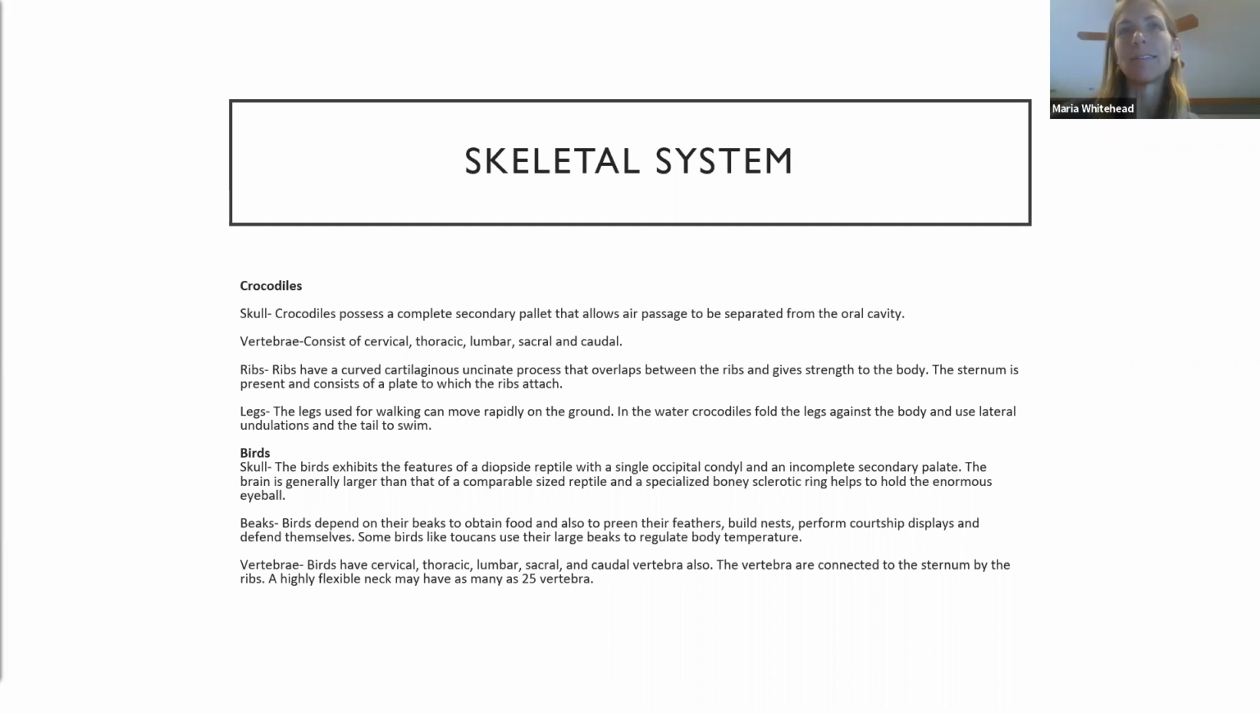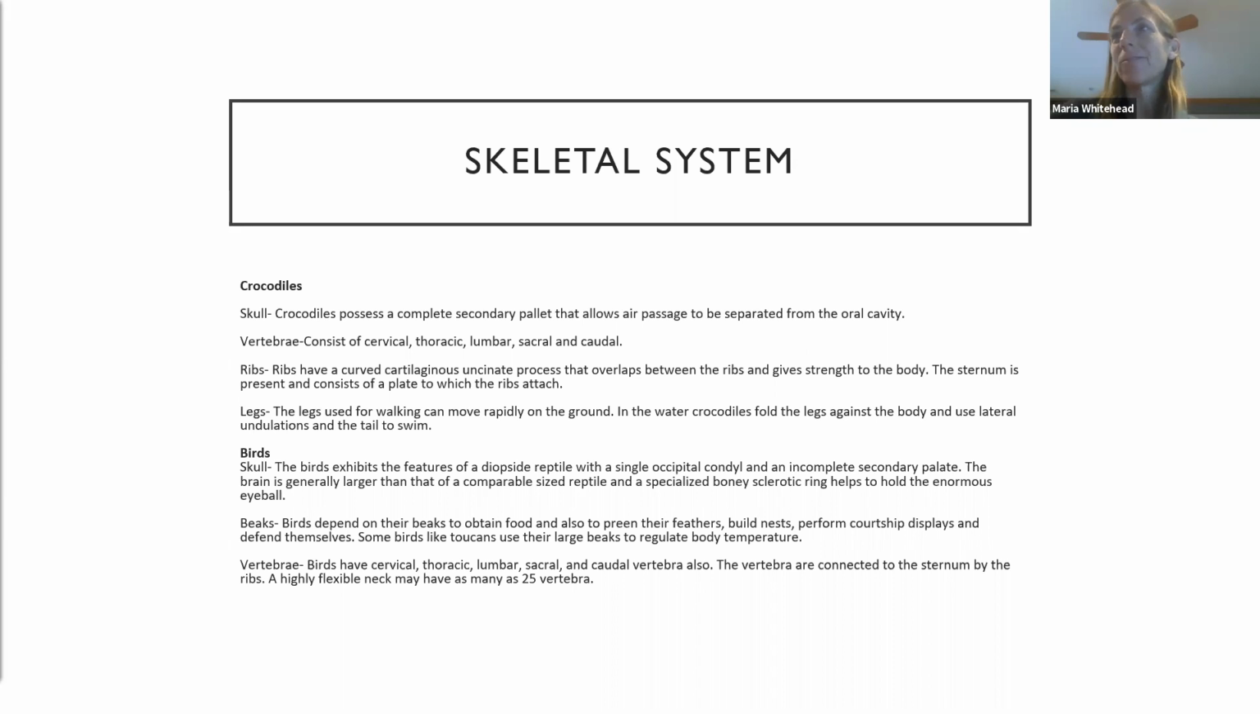Vertebrae in crocs consist of cervical, thoracic, lumbar, caudal. The ribs are curved and include cartilaginous uncinate processes. The overlap from those processes gives them more strength. And the sternum is present as well and consists of a plate to which the ribs attach.